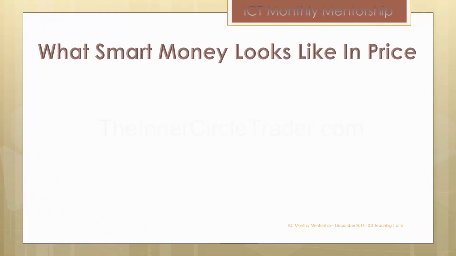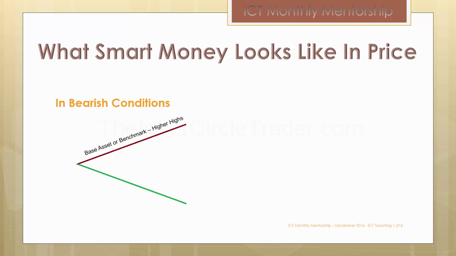Okay, so what does smart money look like in price? How do you know when smart money is moving in the marketplace? Well, first let's take a look at what it looks like in bearish conditions. Obviously, there has to be some diametrically opposed view, and you have to start by looking at a base asset or benchmark. And in bearish conditions, that base asset or benchmark would be making higher highs.